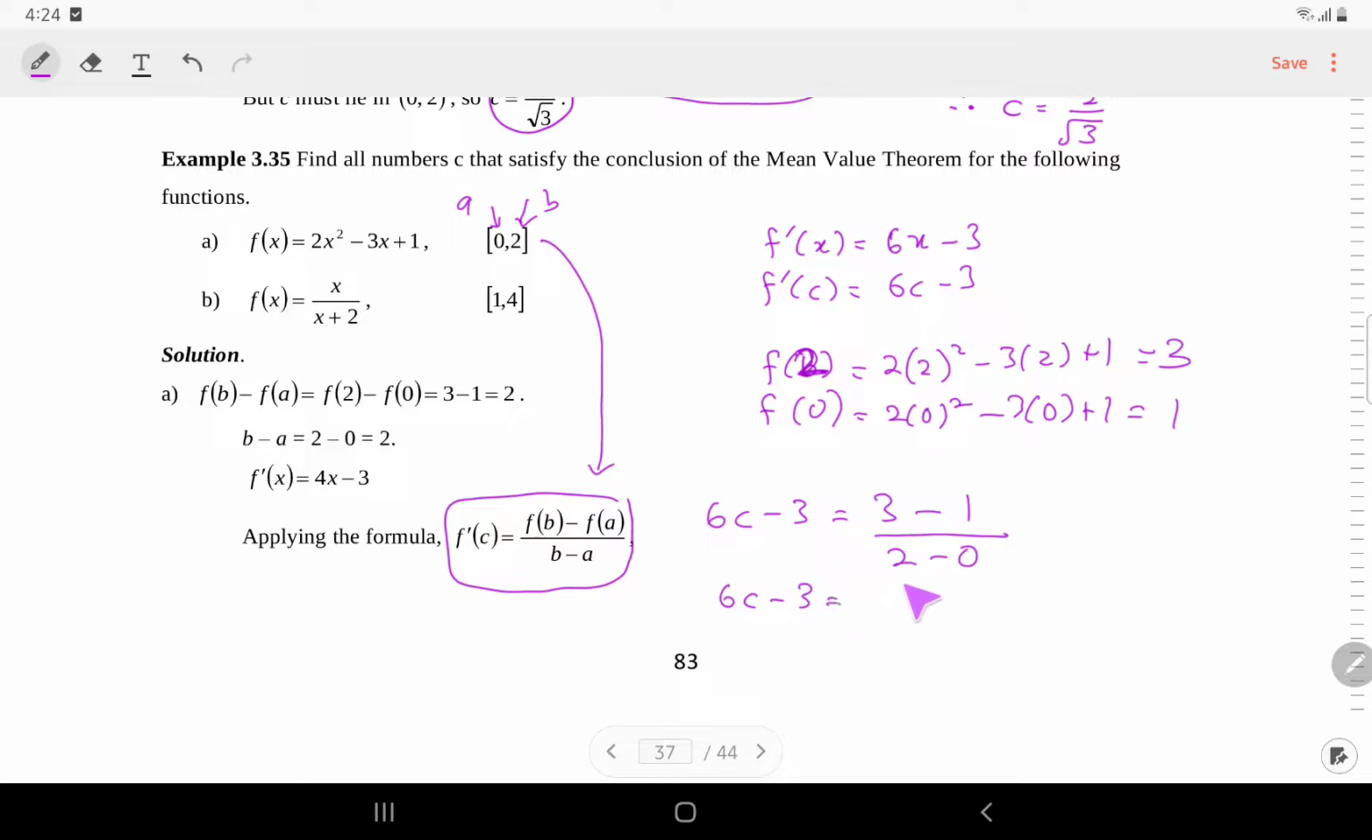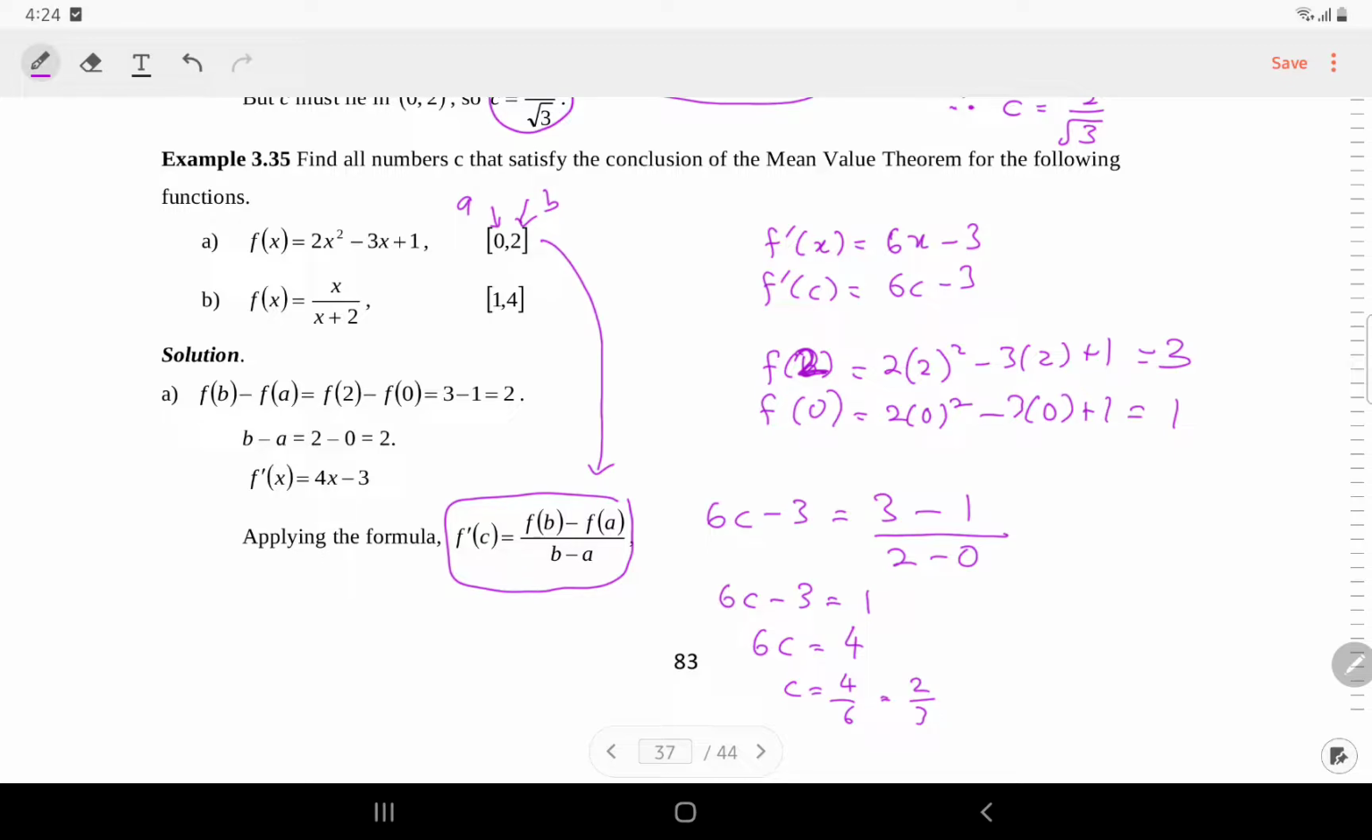Okay, so we just need to simplify this one. 3 minus 1 is 2. 2 divided by 2 is 1. Okay, so jadi 6c equals 4. c equal 4 over 6. 2 over 3 lah. So 2 over 3 actually is equals 0.67.